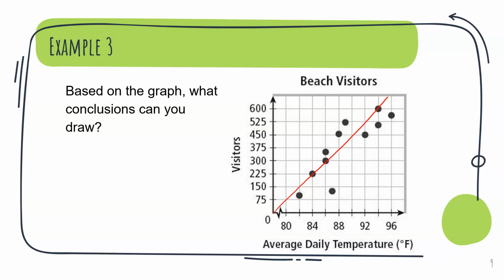So we're looking at the temperature, which is our independent variable on the bottom, and the number of visitors at a beach. So it looks like as the temperature increases on this graph, the number of visitors also increases, which makes sense. I mean, if the weather's nicer outside, more people are going to go to the beach. So we can draw that conclusion from the graph. Let's take a look at another one.